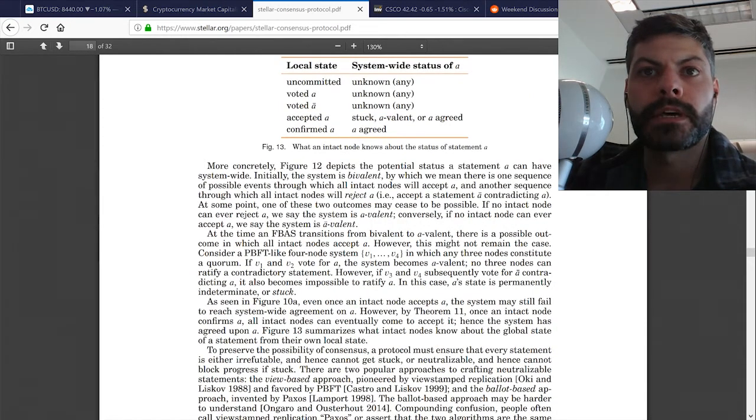At the time an FBAS transitions from bivalent to A-valent, there is a possible outcome in which all intact nodes accept A. However, this might not remain the case. Consider a PBFT-like 4-node system in the set V1 through V4, in which any 3 nodes constitute a quorum. If V1 and V2 vote for A, the system becomes A-valent. No 3 nodes can ratify a contradictory statement. However, if V3 and V4 subsequently vote for A-dash, contradicting A, it also becomes impossible to ratify A. In this case, A's state is permanently indeterminate, or stuck.